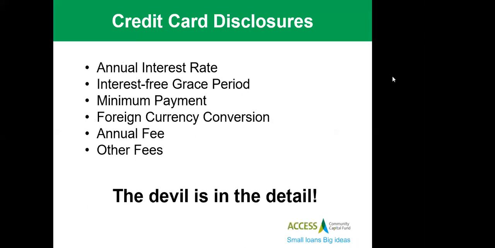So next, we are going to talk about credit card disclosure. In Canada, credit card companies have to show you the disclosure before you apply for a credit card. In the disclosure, they usually include the following sections: annual interest rate, interest-free grace period, minimum payment, foreign currency conversion, annual fee, and other fees. So before you apply, please read them carefully. As we all know, the devil is in the detail.